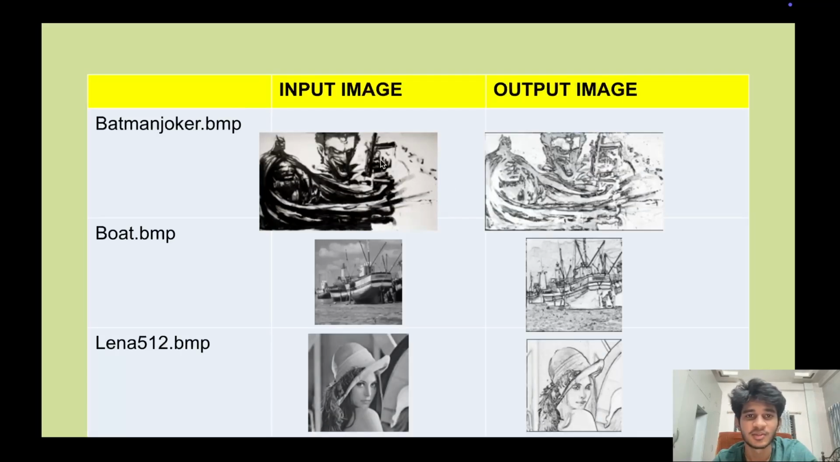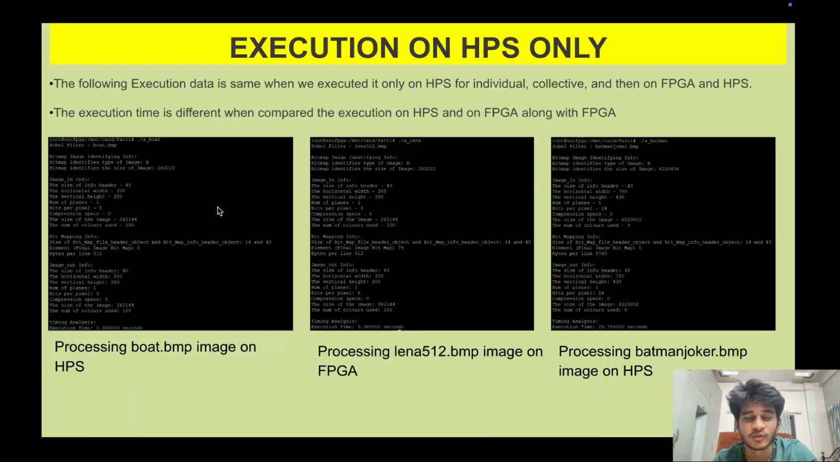So this is nothing but the output of all the images. If you could see, the edge has been detected for these. Here is the execution time only on HPS. We have different execution times for different images since they are of different resolution. This is 512, this is 512, this is 512. This takes around 0.36 second, 0.36 second, and this is taking around 26.78 seconds.